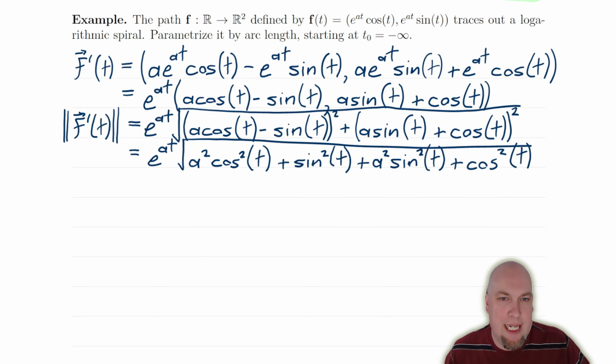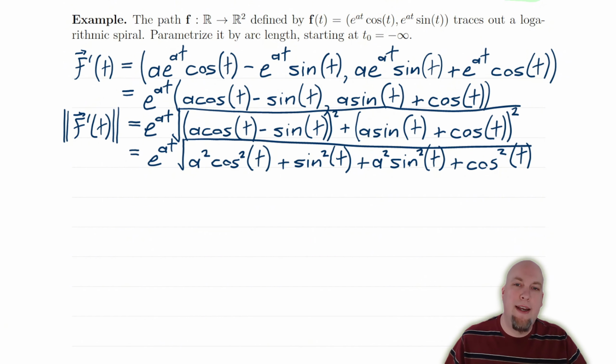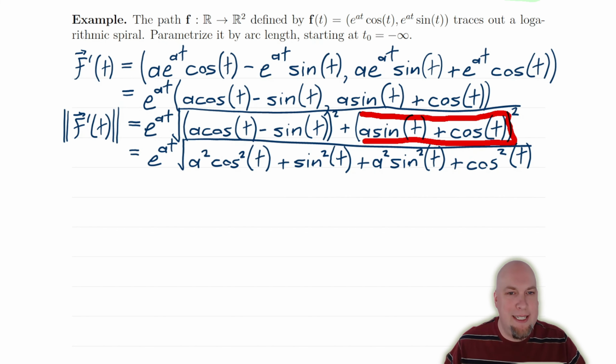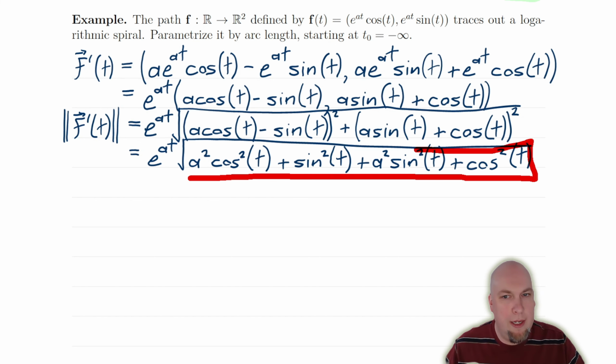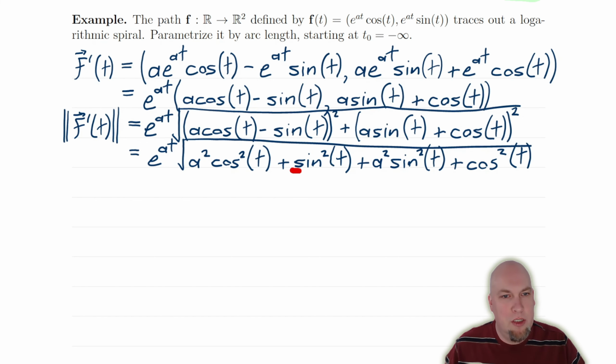I'm going to simplify that down a little bit, and the way I'm going to do that is to expand out the squared brackets. When I do that, I get a squared cos squared, I get a sine squared, and I'm also going to get a cross term, which is negative 2 times a cos t sine t. But when I square this one out, I'm going to get the exact same cross term, but positive: plus 2 times a sine t cos t. That's the same thing. The two cross terms cancel each other out, which is why they're not written down here. Then the 4 terms here are just the squares of these 4 terms.